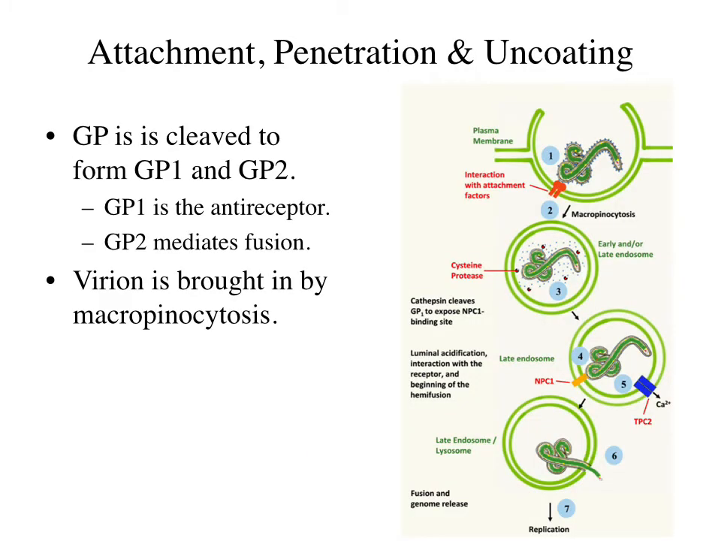The envelope GP spike is responsible for viral attachment and membrane fusion. Virus particles bind to a cell surface receptor followed by uptake via macropinocytosis and trafficking to late endosomes. GP is cleaved by endosomal cysteine proteases and then binds to the membrane protein NPC1, which is exposed in the endosomal lumen. The interaction leads to fusion of the viral and endosomal membranes and delivery of the viral nucleocapsid into the cytoplasm.